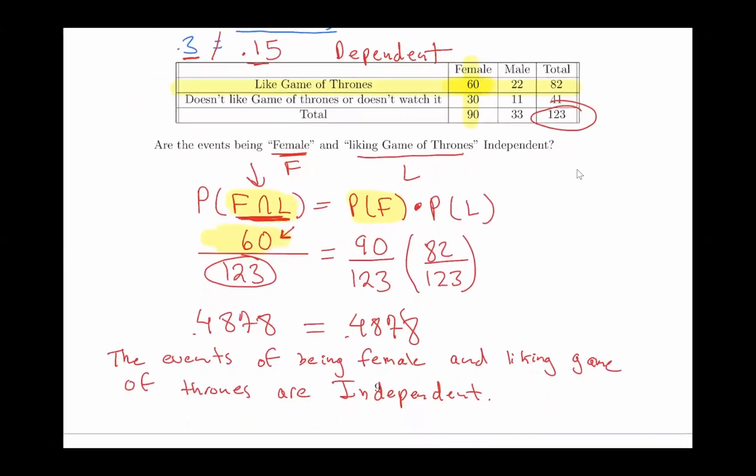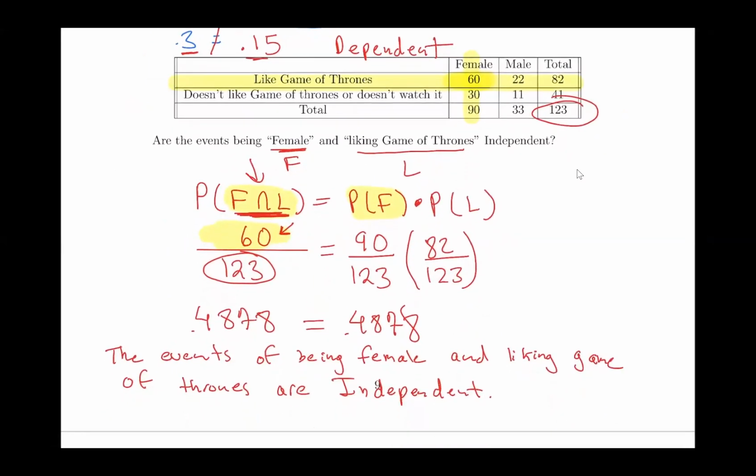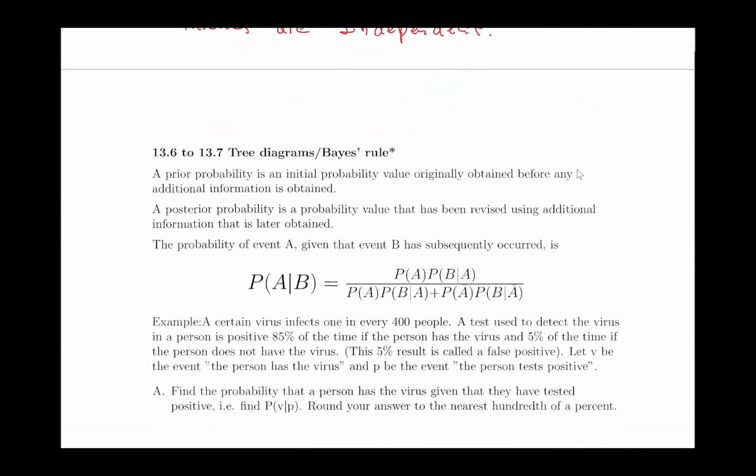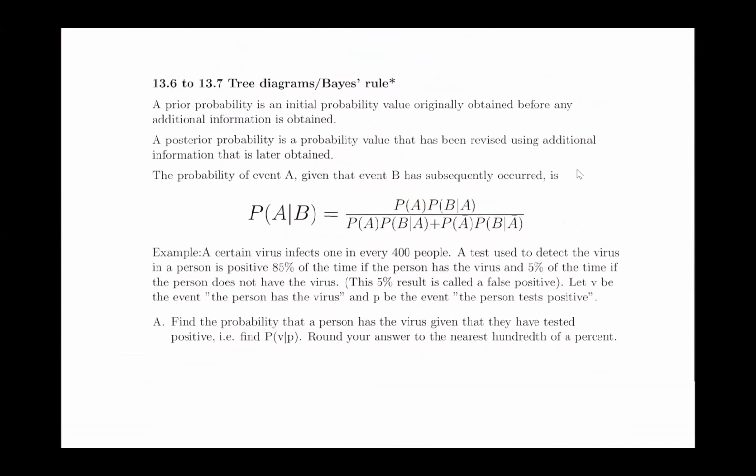All right, that's it in regard to how to test whether something is independent. Any questions in regard to how to test for independence? All right, up next, we're going to do Bayes' theorem, or Bayes' rule.